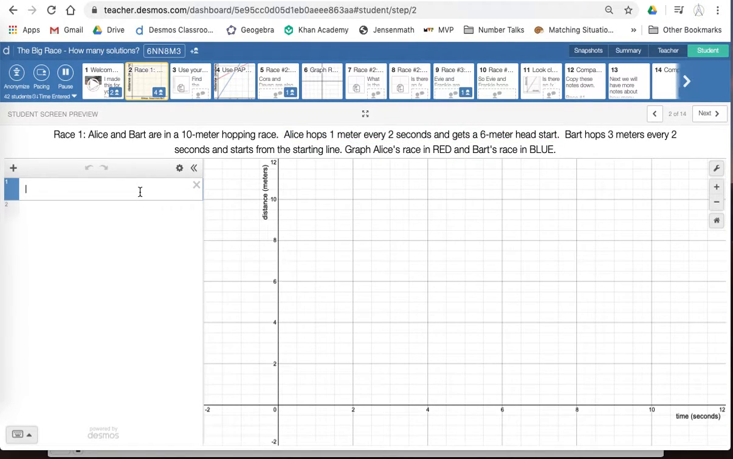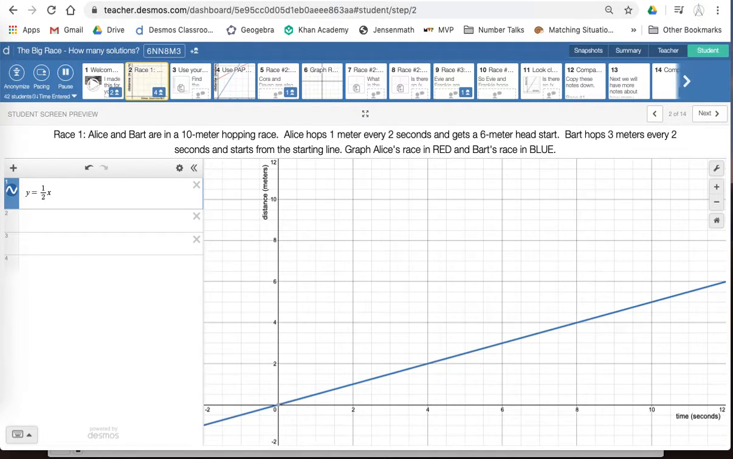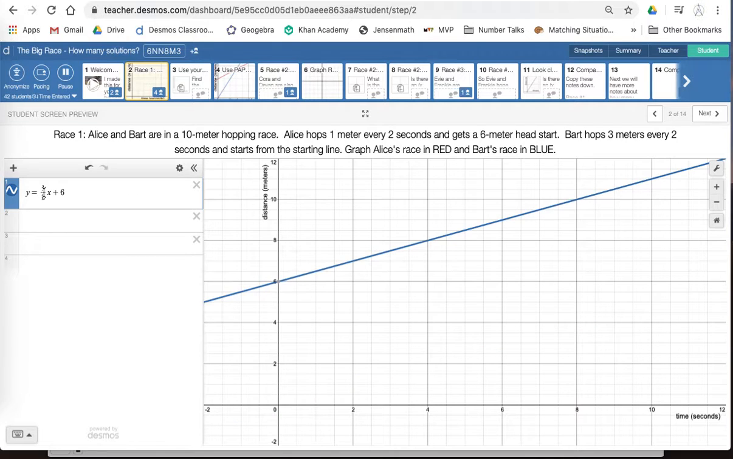So to graph Alice, or graph anything in Desmos, you go over here where you can click in boxes, so you have to click around and try stuff, and you can type in Alice's equation, which we've done before. Since Alice has a speed of 1 meter every 2 seconds, her line should have a slope of 1 meter every 2 seconds. And if you look over at the graph, if you go forward 2 seconds in the x direction on Alice's blue line, you go up 1 meter in the y direction.